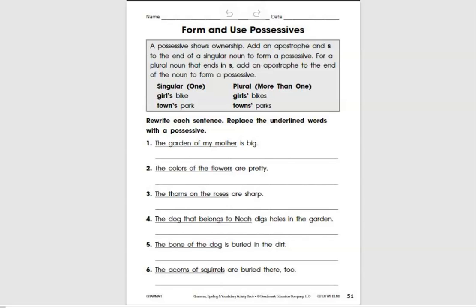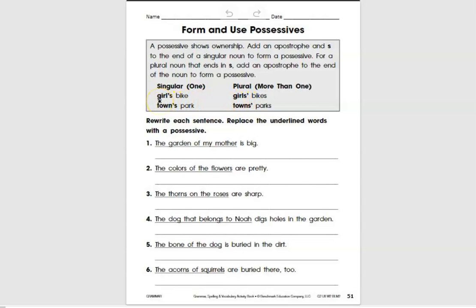All right, so we're going to start off with 2 grammar pages on form and use possessives. I want to give you a quick lesson before you get started. Remember, when you're showing ownership, that's what a possessive noun is. Possessive shows ownership, and you have to put an apostrophe S. The easiest way to remember this is if it's a singular noun, then you just put apostrophe S. But if it's plural, you usually do S apostrophe, because usually a plural noun already has the S. See the difference here?